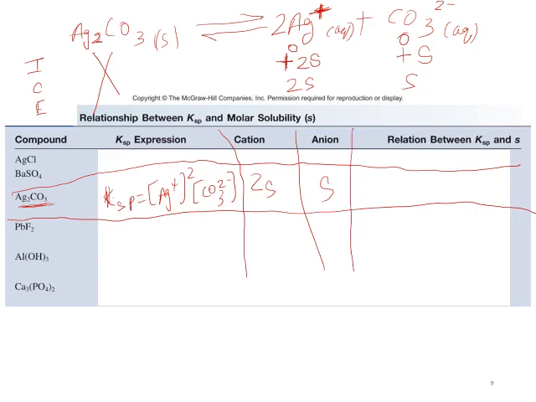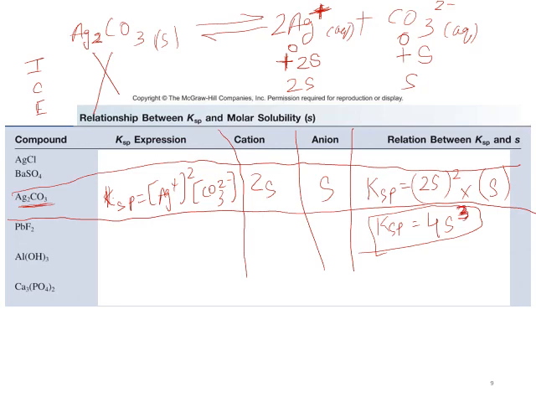So now the question is asking, what is the relationship between Ksp and S? Fairly simple. I know Ksp is, just plug in the values right here. Ksp is silver concentration squared. So silver is 2s, that's going to be 2s squared times carbonate concentration to the power of 1, which is S. So that is going to give me Ksp equals 4s cubed. So that is the relationship.